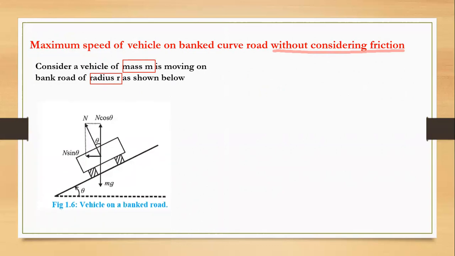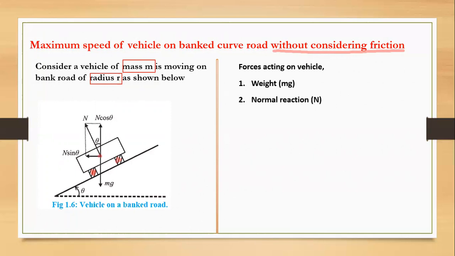Now you can see here, this is the vehicle, these two are the tires, and this is the center of gravity of the vehicle. Through the center of gravity, we've shown some force components. Now let me discuss the forces acting on the vehicle. The first force is always weight, which is given by mg. The second force is the normal reaction. You can see in the diagram, first force is weight, second force is normal reaction.